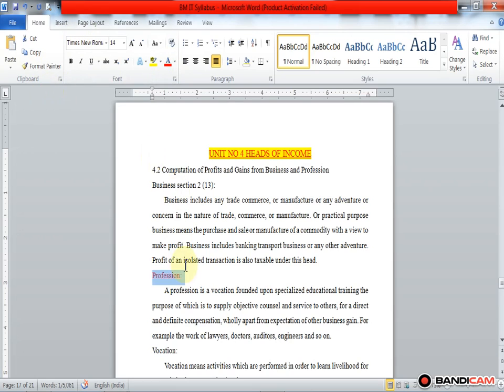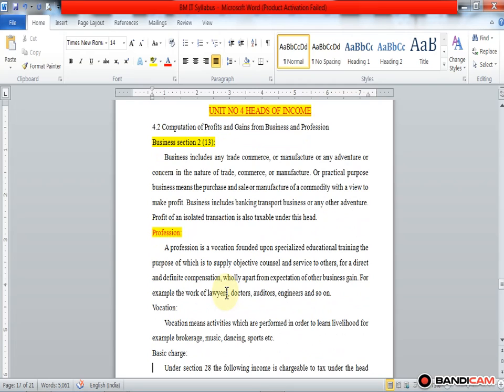Okay, so profession means to provide services, and the professional person charges some amount for these services. Here some examples are given to you. The professionals include lawyers, doctors, auditors, engineers. So the assessee who provides services to his client and charges some amount for these services is called a profession. Here occupation means a skill of that person.